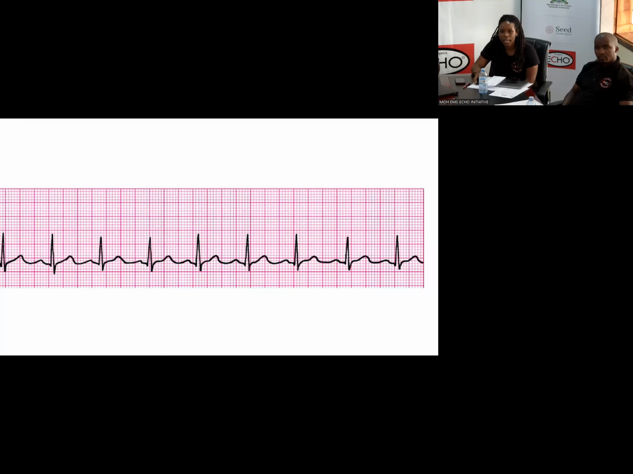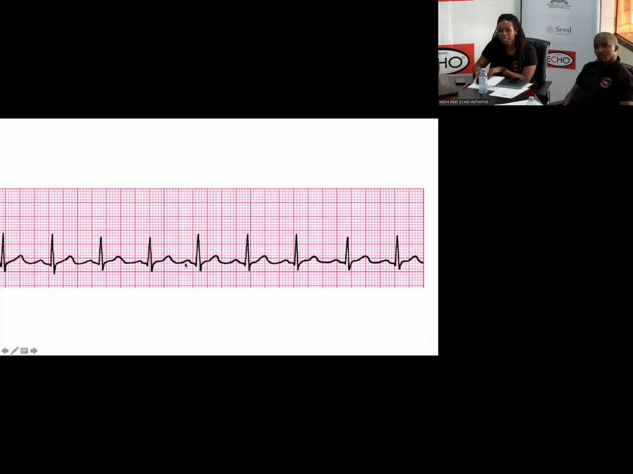So for this case, we have a P wave and it's upright. It looks kind of symmetrical, and I would say that the P wave looks pretty much the same throughout the strip. I don't know if the cursor is this, oh, there it is. So the P wave looks about the same throughout the strip. So this is what I'm looking at.